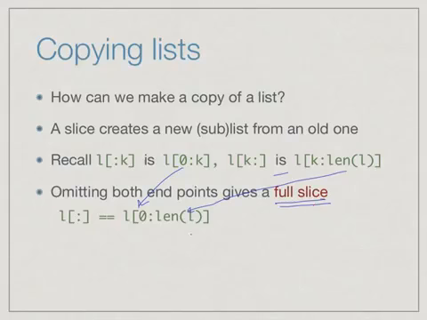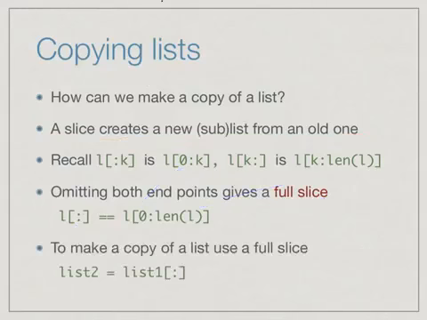Now let us combine this observation, which is just a shortcut notation, with this observation that each slice creates a new sublist. So what we have is that L with just a colon after it is not the same as L. It's a new list created from the old list, but it has every value in L in the same sequence. So this now gives us a simple solution to copy a list.